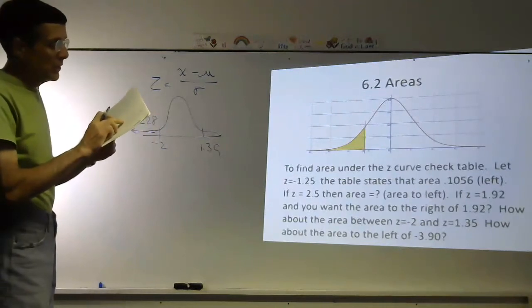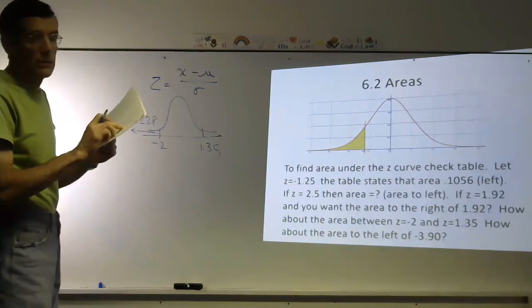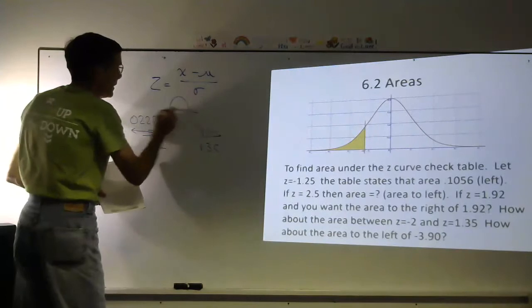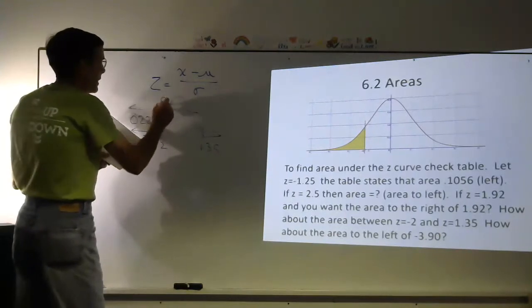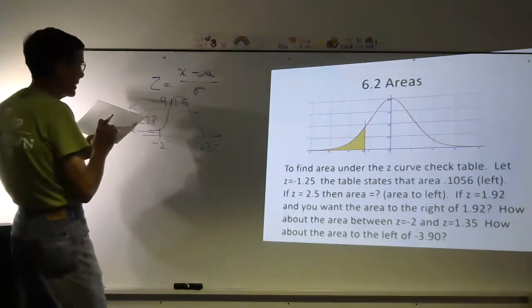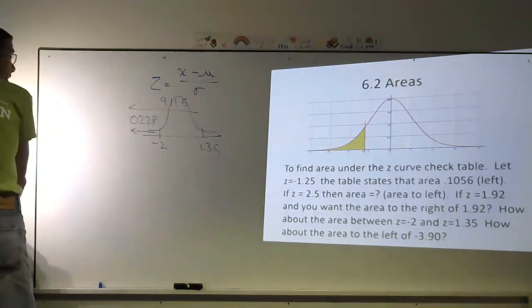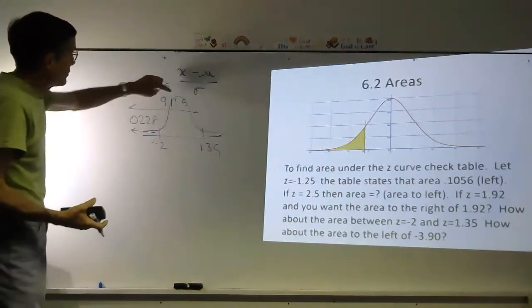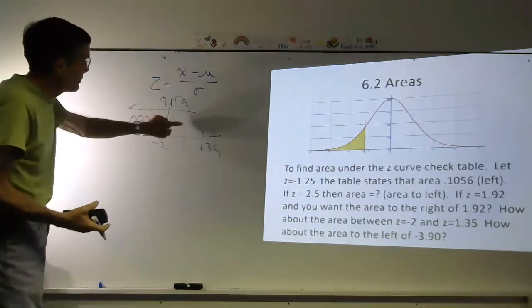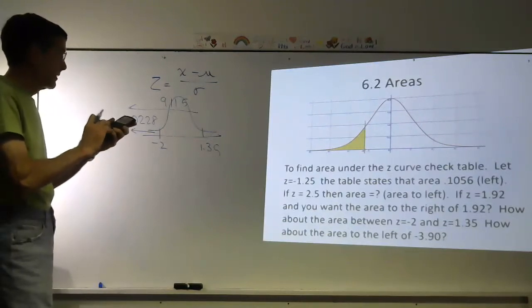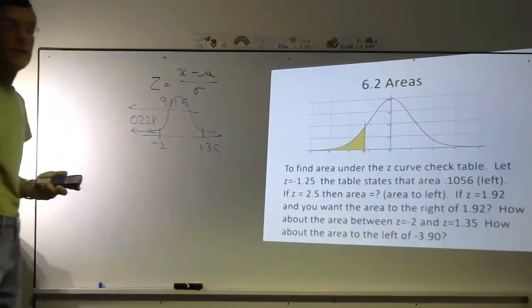Go down to 1.3, over to 1.35 is 0.9115. So the area from here and down is 0.9115. Let me check that again. 1.35, 0.9115. Now, I have this area is this. To find the area in between, you just subtract 0.9115 minus 0.0228, and I get 0.8887.